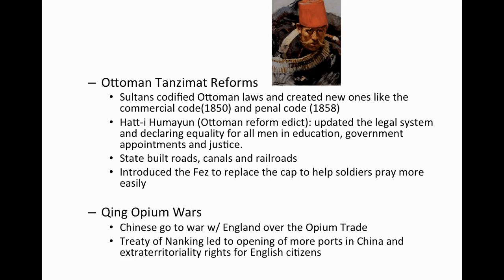When he's gone, other Ottoman leaders are going to introduce reforms, the Tanzimat reforms. We're going to see codified laws, right? That's a change. Laws that are more legal in nature, not necessarily religious or Sharia law. They're going to update the legal system. We're going to see equality for all men. That's a change, right? Especially in education and government. They're going to continue the growing industrialization of the Ottoman Empire, especially in Egypt. They're going to build roads, canals, and railroads.